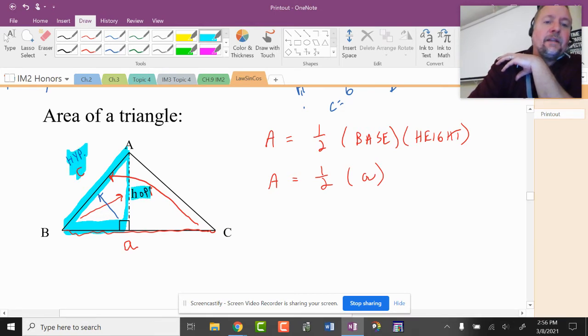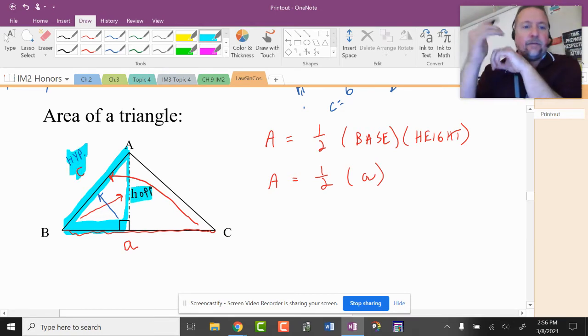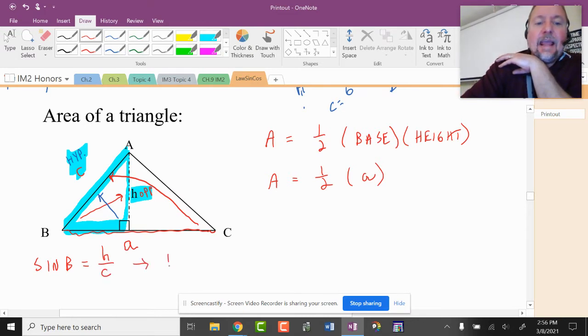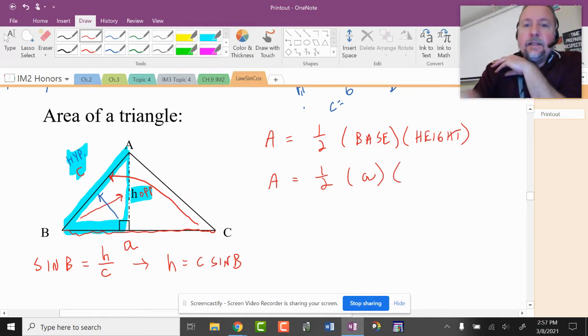This may help you with understanding what was done earlier today to derive the law of sines. So in terms of trigonometry, sine of B, now that I'm dealing with a right triangle and the blue thing, equals H over C. And then solving for H, because that's what I want to replace, multiply both sides by C. So the height, maybe we'll put this in yellow for substitution, is actually whatever side C is times the sine of B. And there you go.